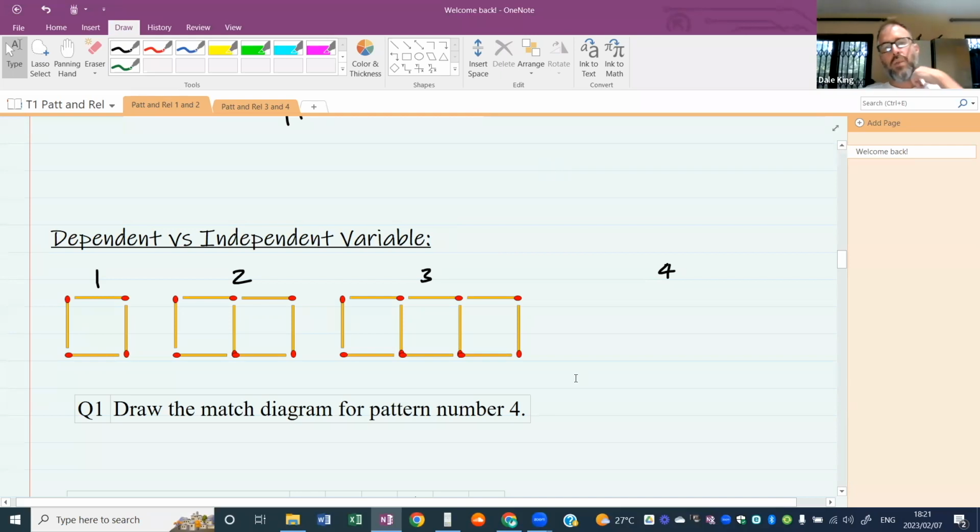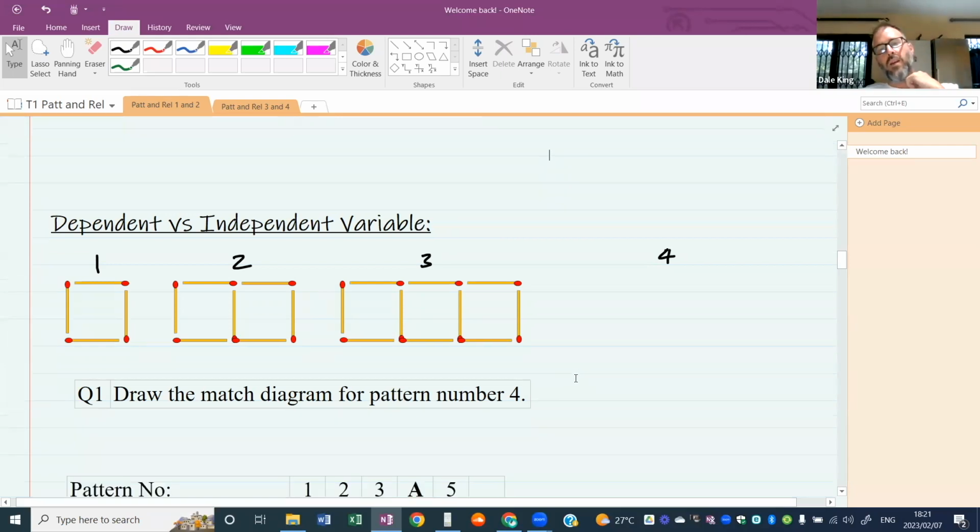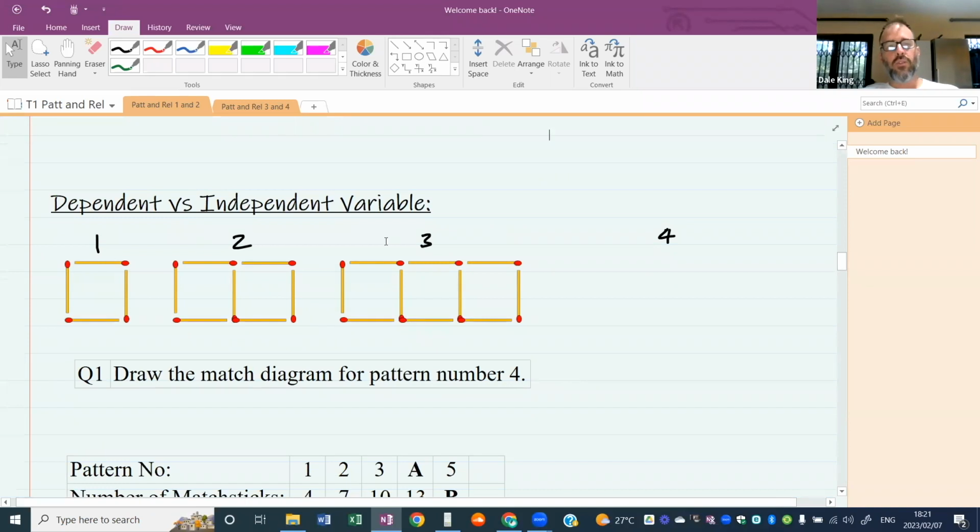So we have a relationship here, or a pattern, should I say. We have a matchstick pattern. You've seen this before many, many times. We have pattern number 1, pattern number 2, and pattern number 3, and then there's a space for pattern number 4. All right, so now it's your turn to work. We're going to talk about this, but I first need you to complete this pattern.